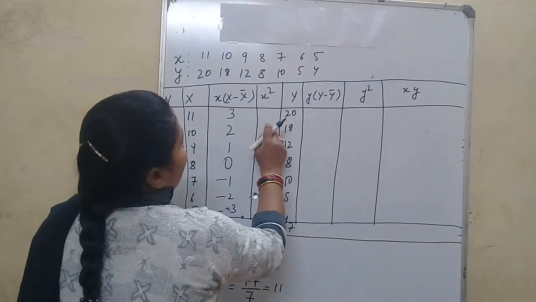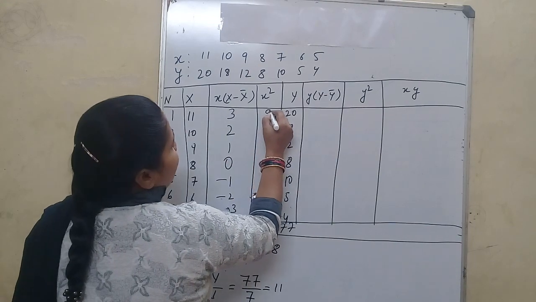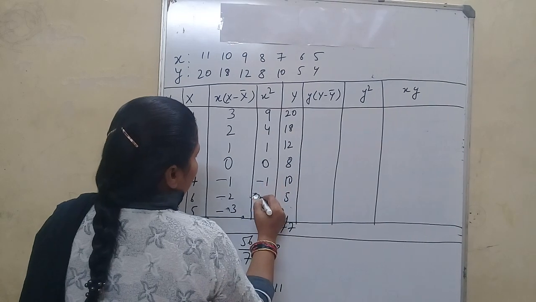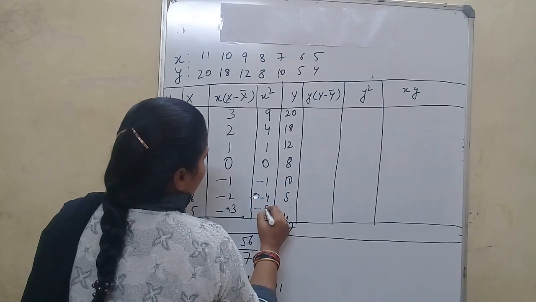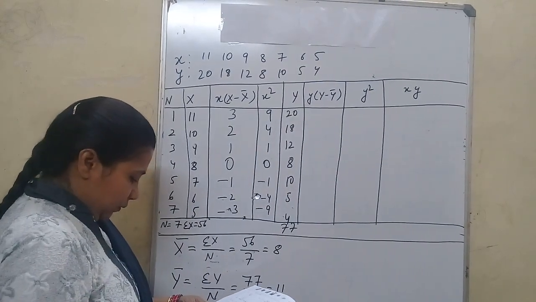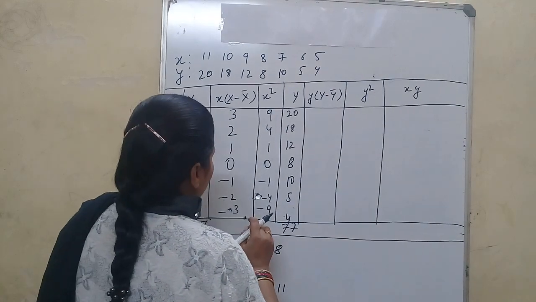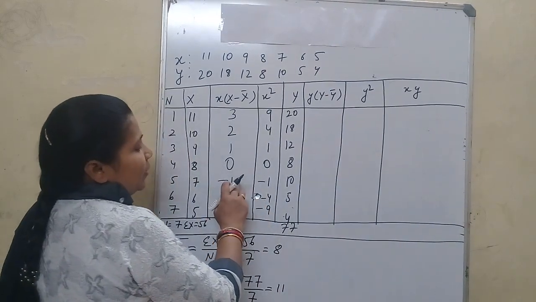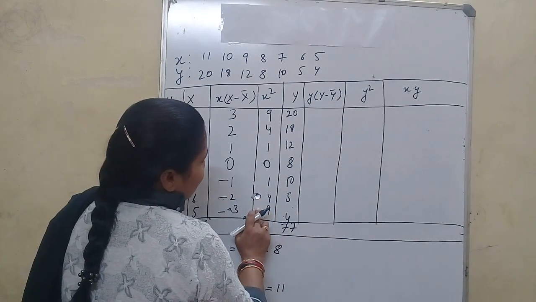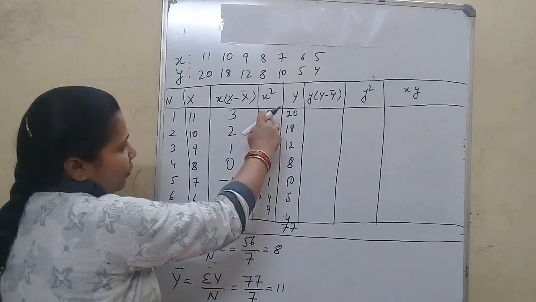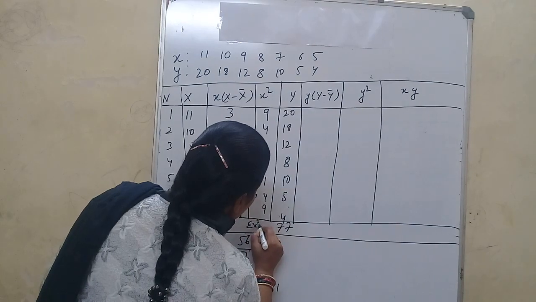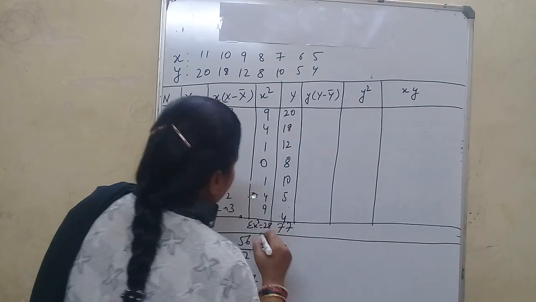Now we square. Make the square of x. 3 3s are 9, 2 2s are 4, 1, 0, 1, 4, 9. When minus 1 is multiplied with minus 1, then it gives 1. Minus sign will be erased. We have to total it. Then we get summation x square is equal to 28.